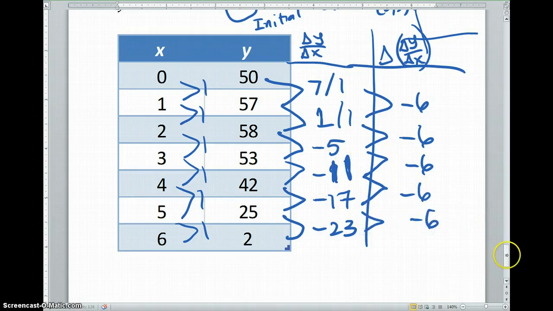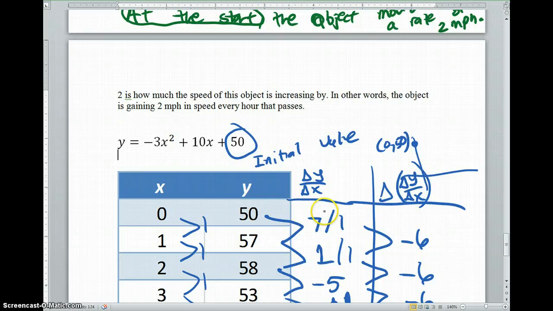So what does this say? Our rate of change was constantly changing by negative 6. So come back here to this equation and notice that, as in the previous example, if I take the coefficient of the x squared term and multiply it by 2, I get negative 6. That's pretty cool, huh? What's happening to your slope is determined fully by multiplying the coefficient of the x squared by the exponent.